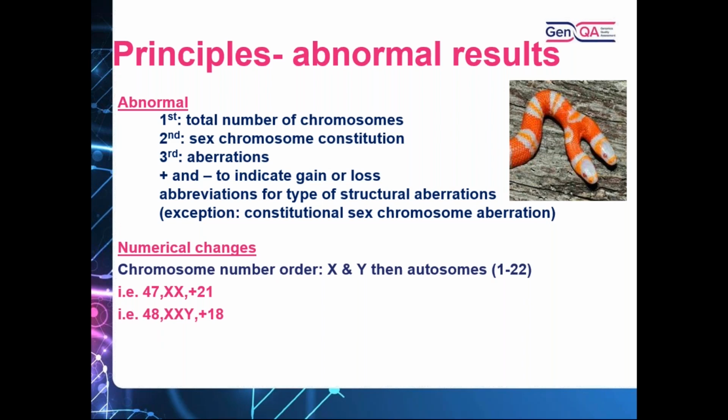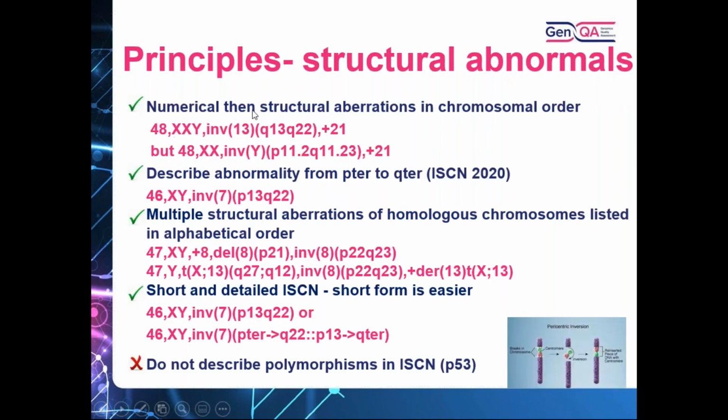So if you've got pentasomy X, it would be 50, XXXXX. Counted five there? Can't remember. Anyway, say 48 here. You've got an additional X chromosome, comma, plus 18, making it 48 chromosomes. But you do not put plus there.